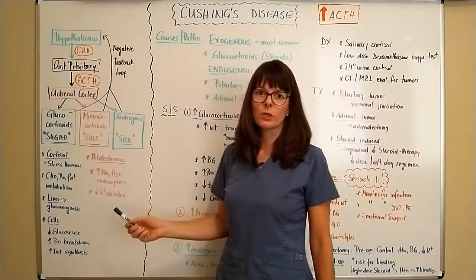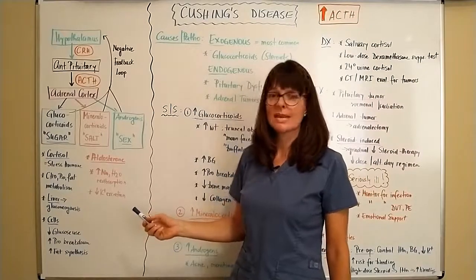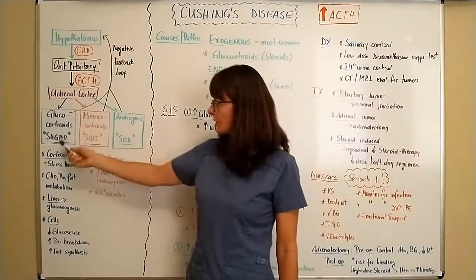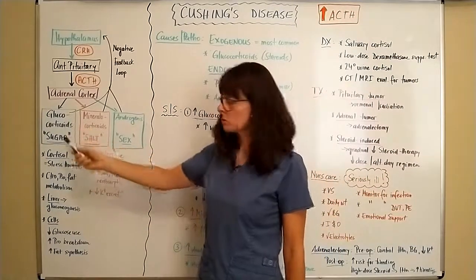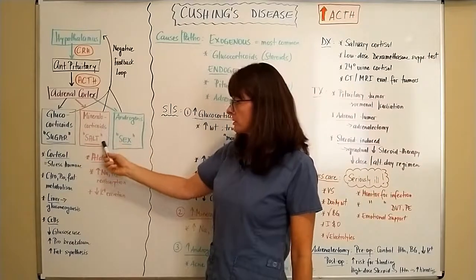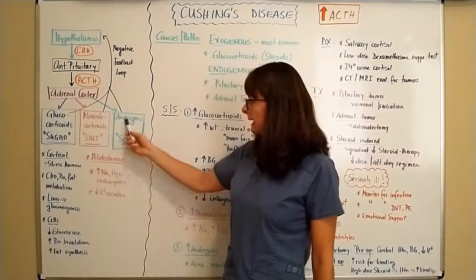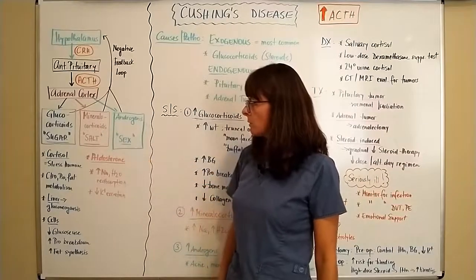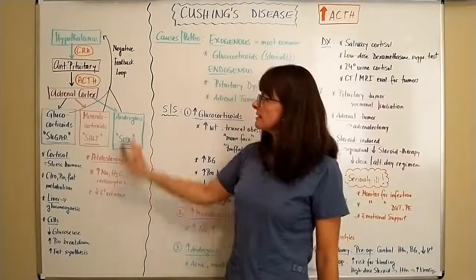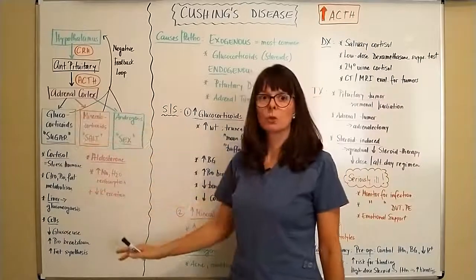And the easiest way to remember, these are the three S's. So glucocorticoids, steroid, glucose, mineralocorticoids, salt, as in sodium or minerals, and then androgens, which are the sex hormones. And this is given that everything functions normally.